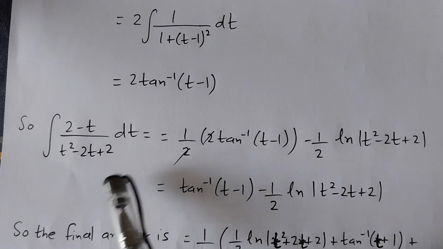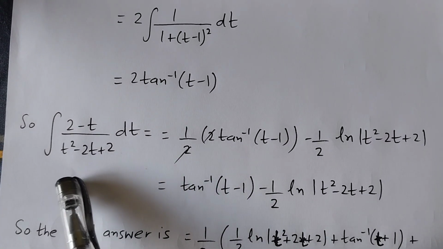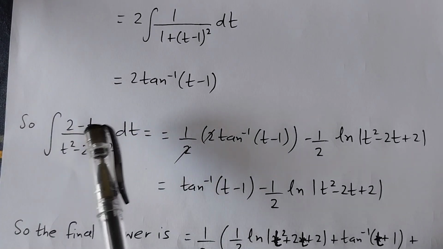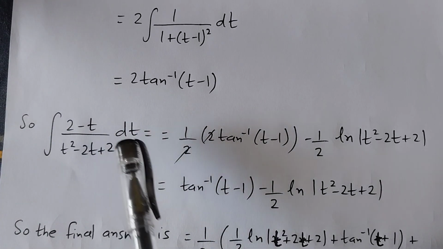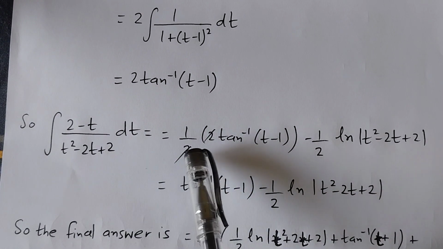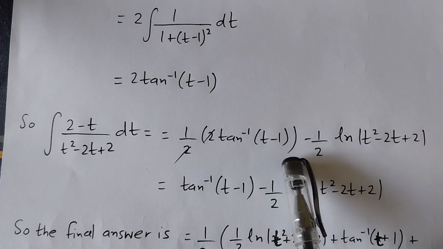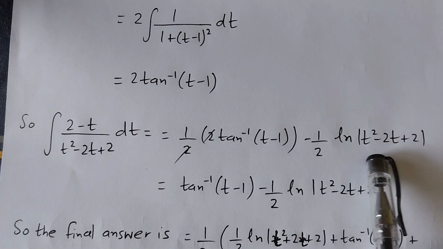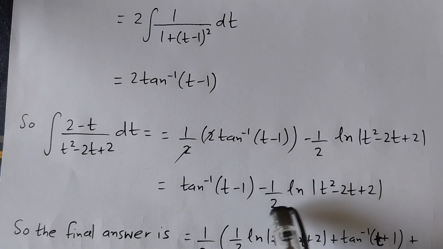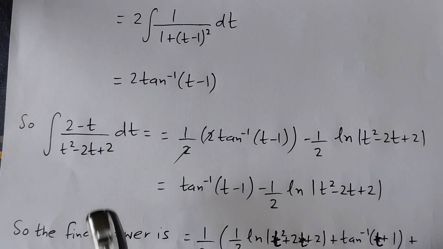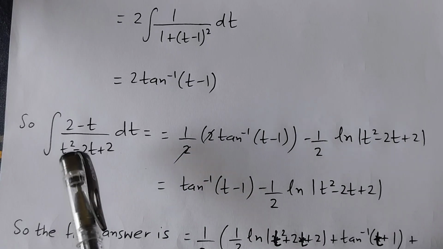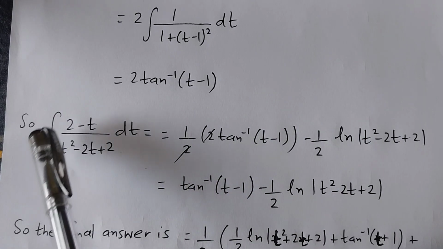So we wanted to find the integral of this thing, 2 minus t over t square minus 2t plus 2. That is why we wrote this 2 minus t in a form which we could integrate. And so the integral of this thing is 1 over 2 times tan inverse of t minus 1 minus 1 over 2 times natural log of t square minus 2t plus 2. So we are left with tan inverse of t minus 1 minus 1 over 2 natural log of t square minus 2t plus 2.